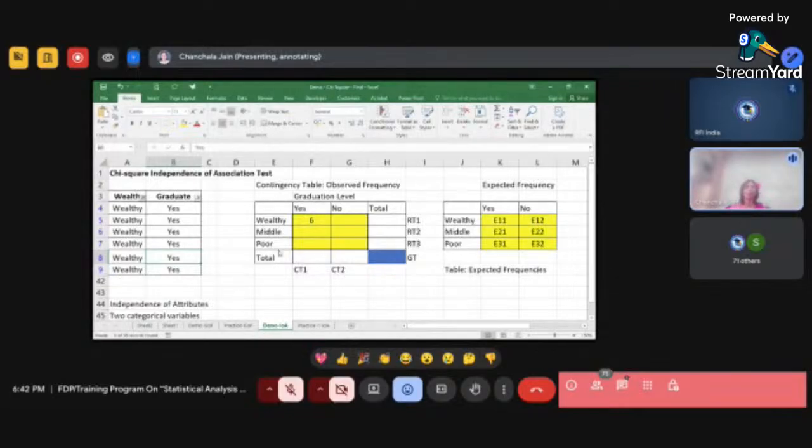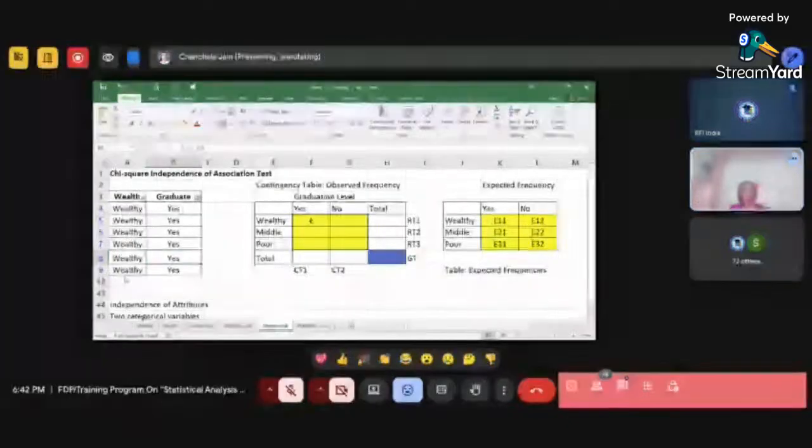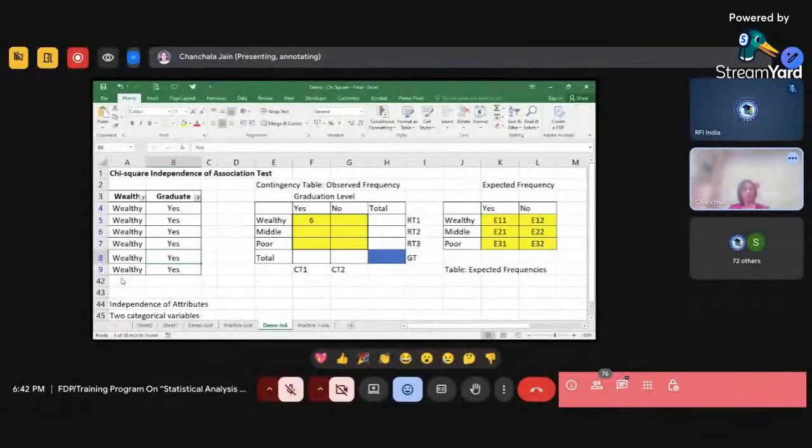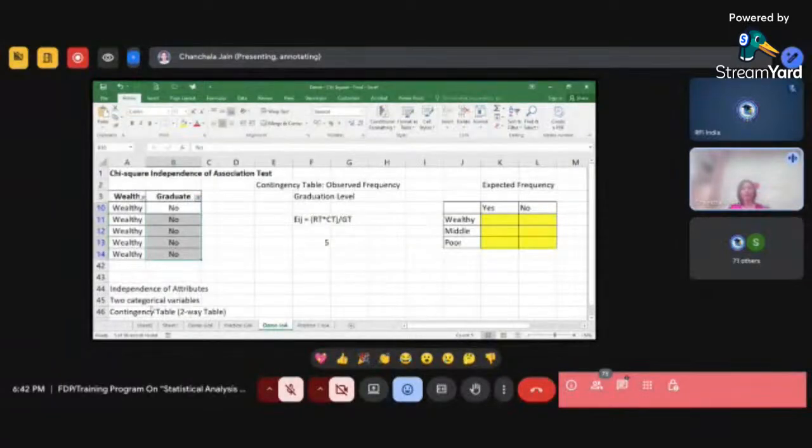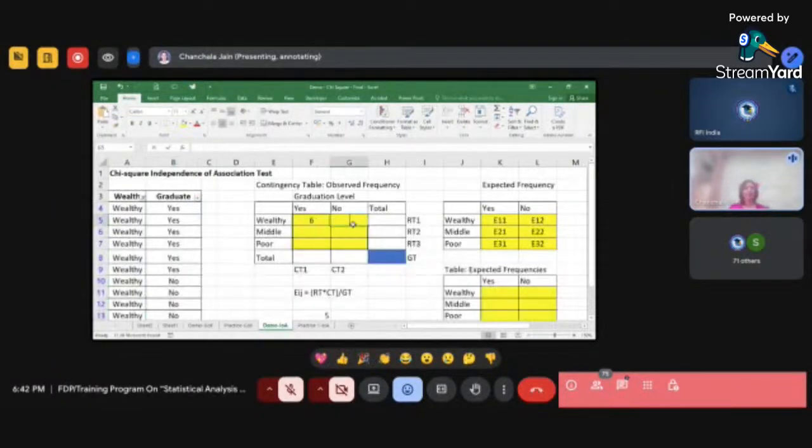So I am expecting you, if you have performed one, please wait. Do not do that. I am calculating everything and writing, and the same you can copy, once you understand what I need to do. Now I'm selecting wealthy, and with wealthy I'm selecting no here. So count is coming as 5. So wealthy and no count is 5. So I will write here wealthy and no is 5.